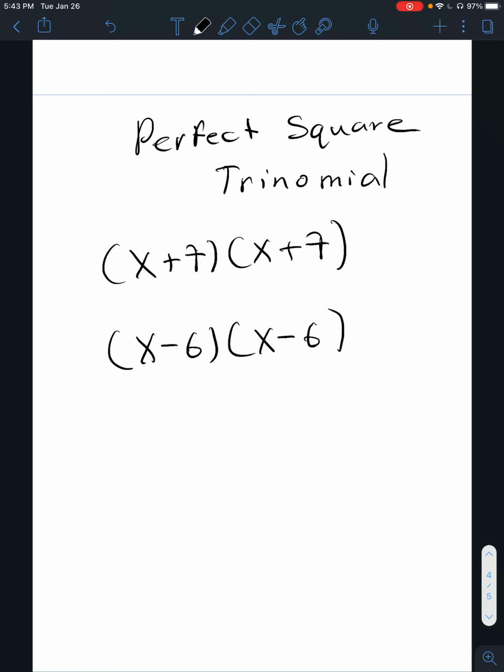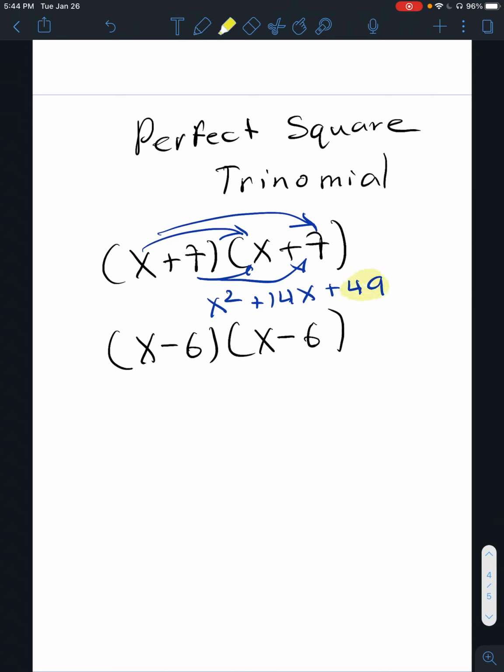So I'm going to factor them out, and I want you to think about why they're called perfect square trinomials. So if I did this one and distributed, you get x squared plus 14x plus 49. Do you guys notice that 49 is a perfect square, which is 7 times 7, and 7 plus 7 happens to give you 14? That's why we call this a perfect square trinomial.